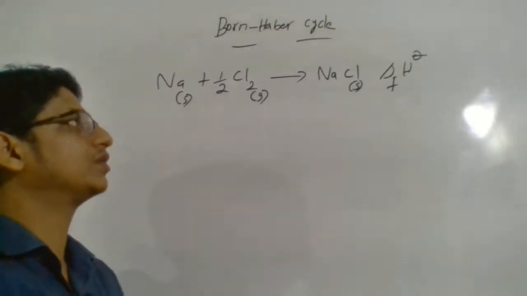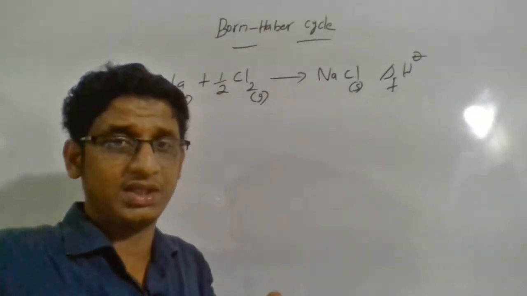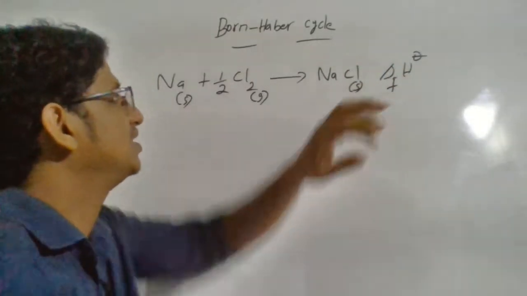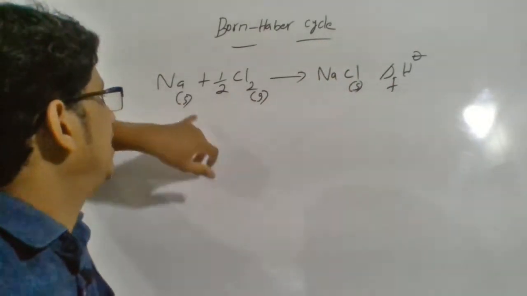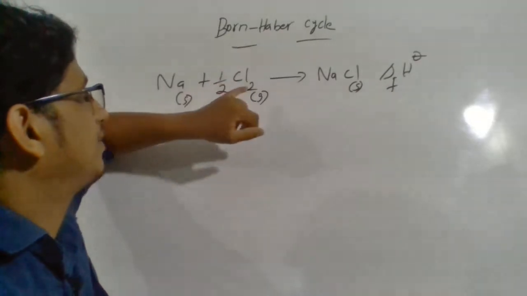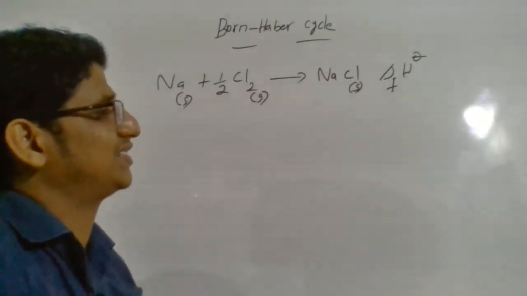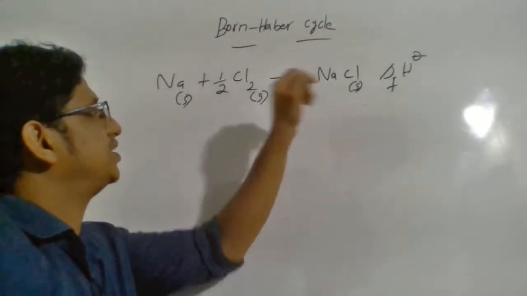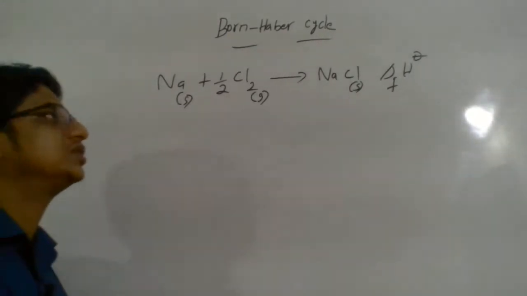No. Here we are talking about formation from its elements, and these elements should be in the stable state of aggregation. So here sodium and chlorine are the two elements. Sodium exists in monoatomic form, so Na, but chlorine does not exist as monoatomic, it exists in the diatomic state. So half Cl2, why half Cl2? Because one chlorine is required, right? So Na plus half Cl2 gives NaCl.